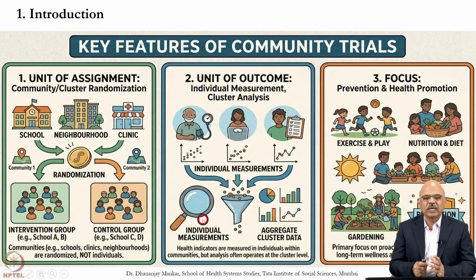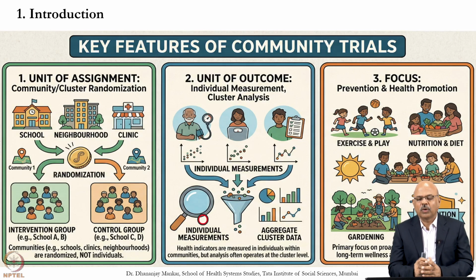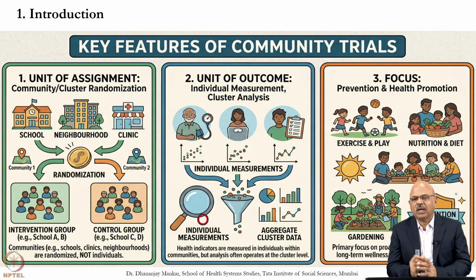Individual measurements are measured in individuals within communities, but analysis often operates at the cluster level. Why do we say the analysis operates separately? The reason is the aggregation of cluster data taken from the community as a larger group sample. Individual measurements are meant particularly for a person, whereas the outcome may derive from an individual in a group, which we call the cluster. Individual measurements are 1 or 2 or 3, but as aggregate cluster data, it is a huge number. So you can see the parameters for this. On the third side, the focus is prevention and health promotion.